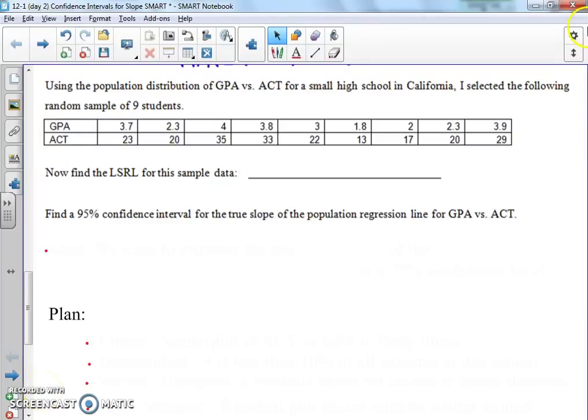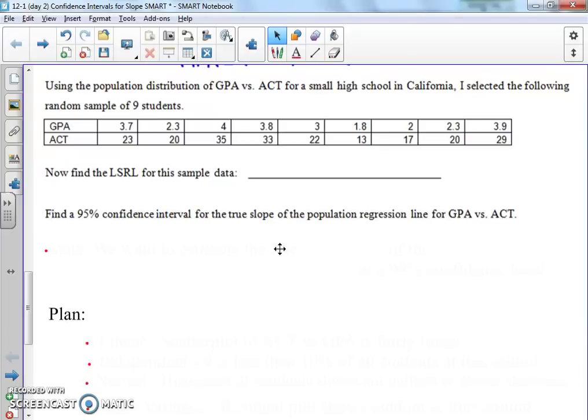For the second side of our notes, we're now going to do a full-blown confidence interval. I just showed you guys how you can use the data that they give you to do a confidence interval. And so now we're going to do a full 4-step process of it. So here's the example. Using the population distribution of GPA versus ACT for a small high school in California, I selected the following random sample of 9 students. Now find the least squares regression line for this sample data.